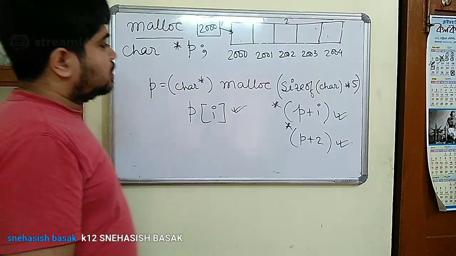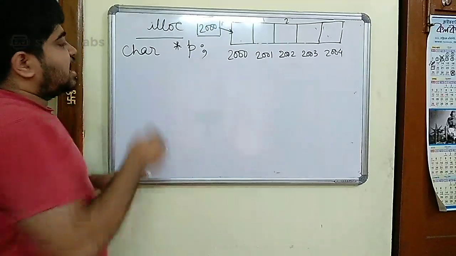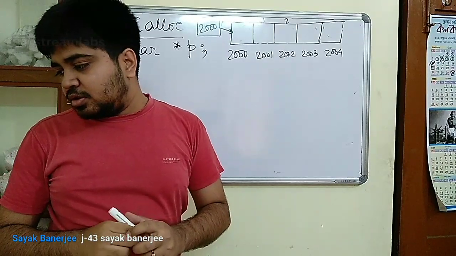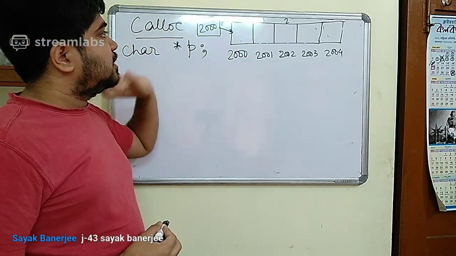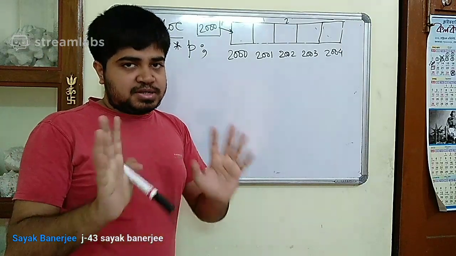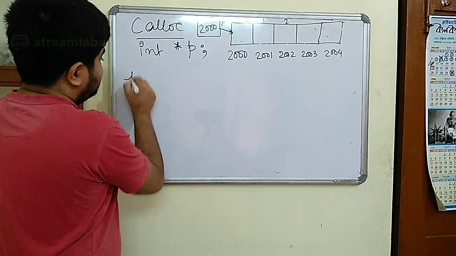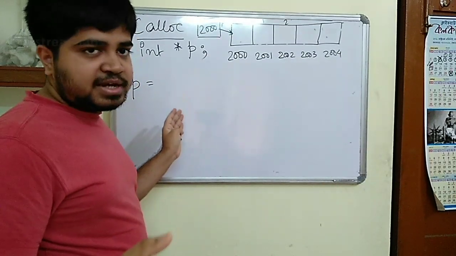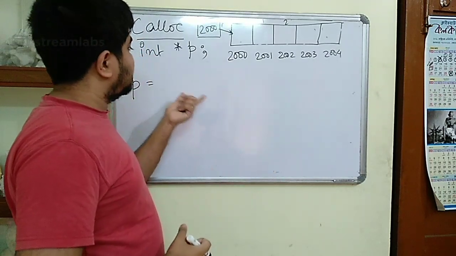So this is it. Now, this is for malloc. The same allocation, if I do it with calloc, C-A-L-L-O-C. This calloc function is very similar to malloc, but there is something different. Suppose, not just character, let's take an integer for now: int star p. Those who have done this, please bear with me because some of the sections have not yet done this, so I'm repeating the same thing again.